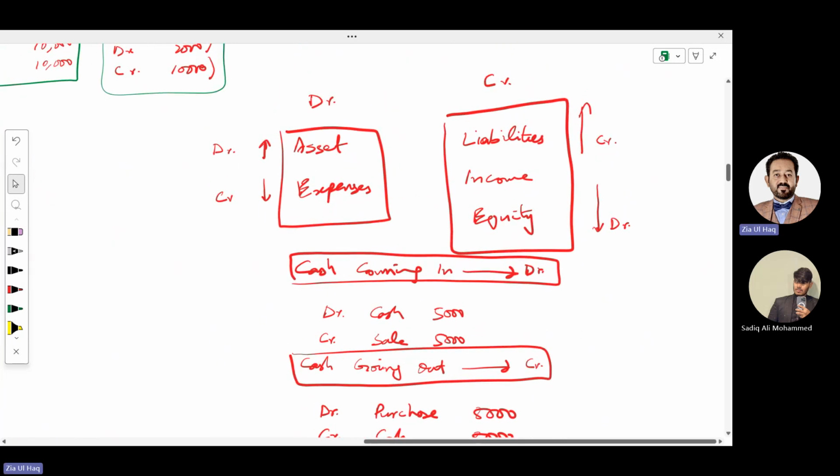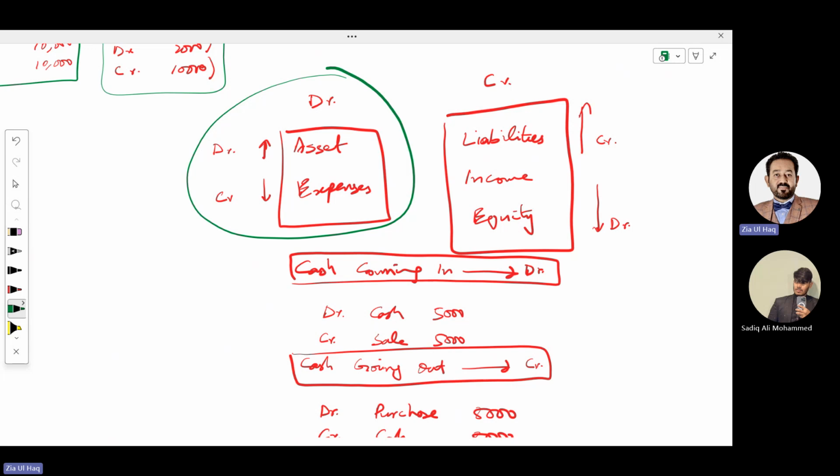And assets and expenses have a debit nature. And if they are increasing, they will be debit according to their nature. Assets and expenses have debit nature. And if they are increasing, they will be debit. If they are decreasing, they will be credit. Cash is an asset, increasing debit, decreasing credit. Receivable is an asset, increasing debit, decreasing credit. Car shop, increasing debit.